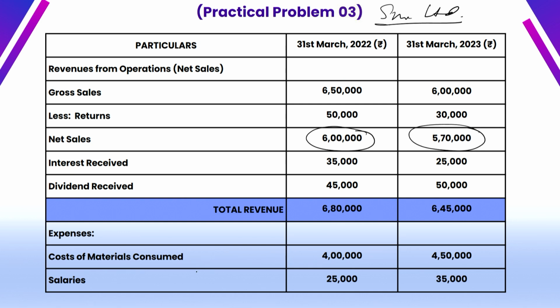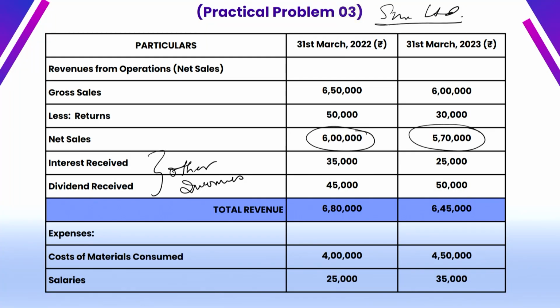5,70,000. Interest received and dividend receipts are the other incomes. They can be categorized into the other incomes category. So 35,000 and 45,000, and the following year it is 25,000 and 50,000 rupees. The total revenue is 6,80,000 and 6,45,000.